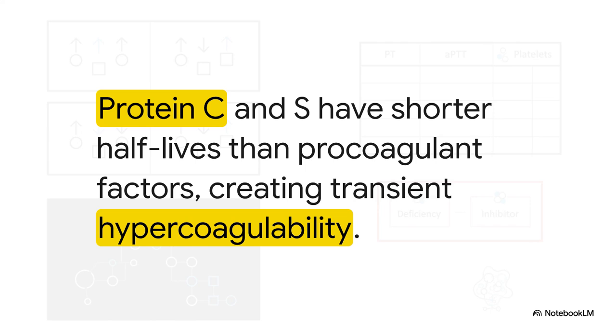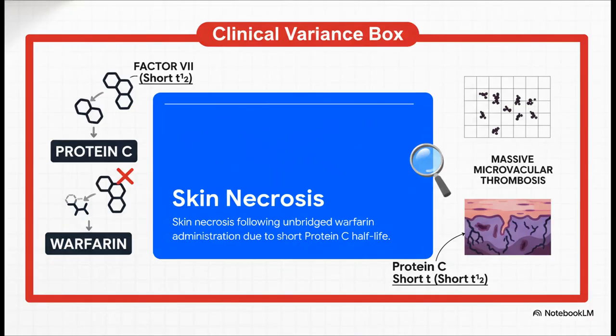We have got to respect the kinetics here. Warfarin blocks the vitamin K-dependent factors 2, 7, 9, 10, plus proteins C and S. But here's the kicker. Protein C has a dramatically shorter half-life than the procoagulant factors. That means the body's natural anticoagulant system completely shuts down before the procoagulant system does. Protein C is the very first to abandon ship, and that leaves the procoagulant factors just running wild for a brief, incredibly dangerous window. And that exact half-life mismatch leads directly to an infamous clinical trap: warfarin-induced skin necrosis.